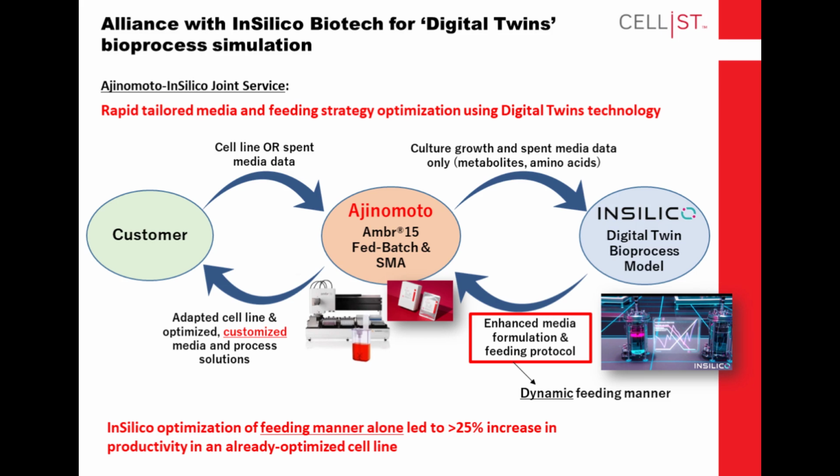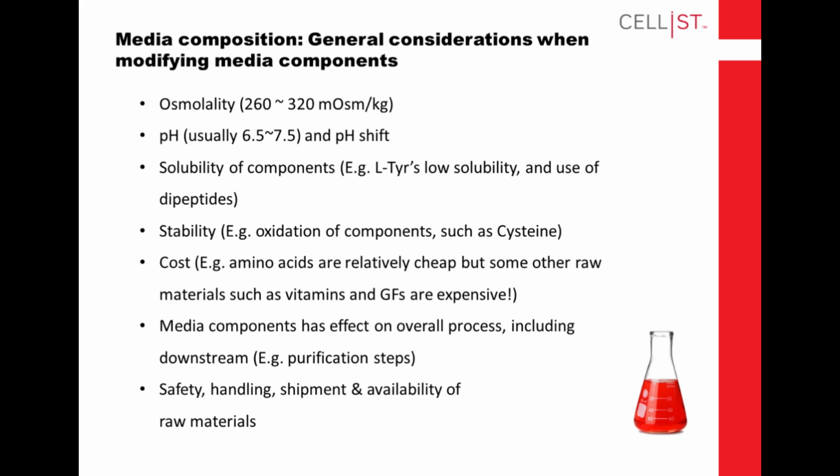And last slide, or almost the last slide, I just want to quickly mention considerations that are important when you are modifying media components. I mentioned before, osmolality, pH, and solubility are all really important. Stability of components whose concentration you change is also important, and the cost. Of course, the availability of raw materials is important, especially these days during the COVID pandemic and now with the war in Ukraine, you have a lot of supply issues. So you need to consider these issues and look for suppliers that can give you a shorter lead time.